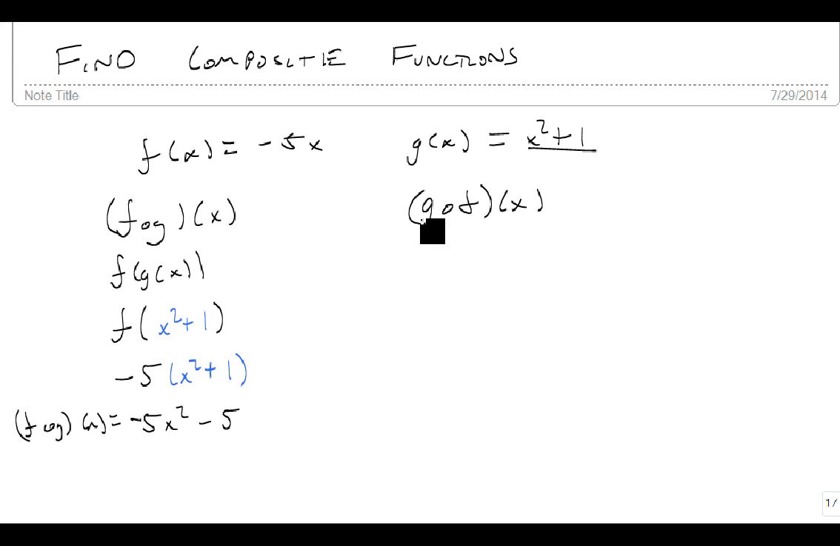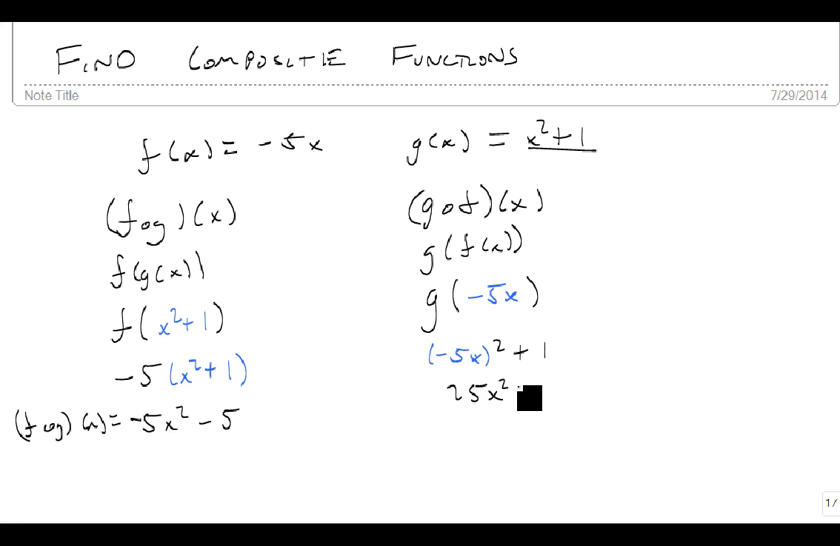Okay, if we come back over to here, we just work this the other way. And so we take in our value and we do g of f of x, which is g of negative 5x, which is negative 5x squared plus 1. Negative 5x squared is 25x squared plus 1. So this is our g composed with f of x.